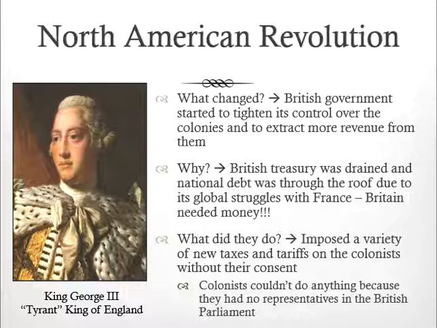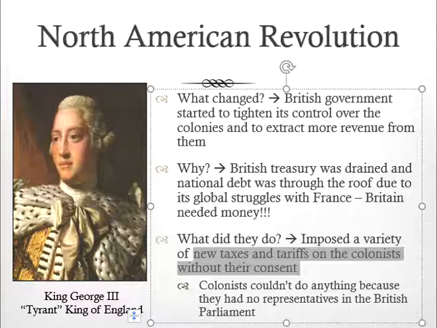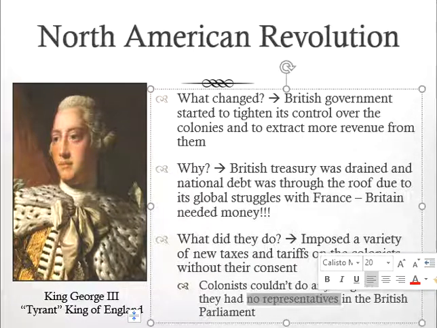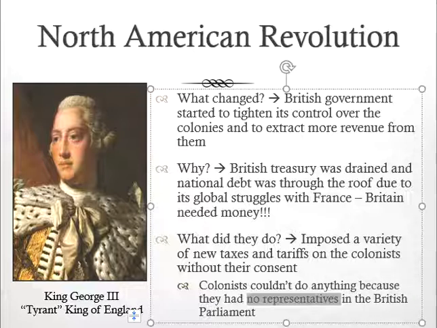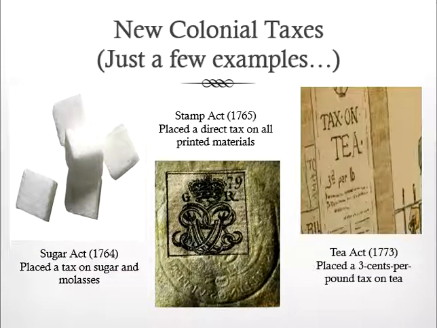Therefore, they imposed new taxes and tariffs on the colonies without their consent. And the colonists couldn't do anything because they had no representation. This is where we're going to start to see the phrase, no taxation without representation. Some of the taxes that were put into place that upset the colonists were the Sugar Act, which is a tax on sugar. The Stamp Act, which means every written material produced needed to have this stamp and you had to pay for the stamp. And the Tea Act, a tax on tea.